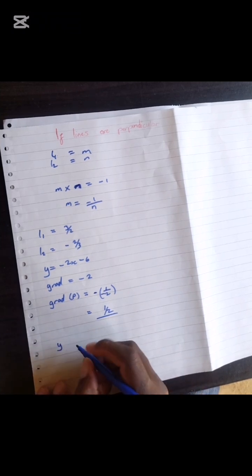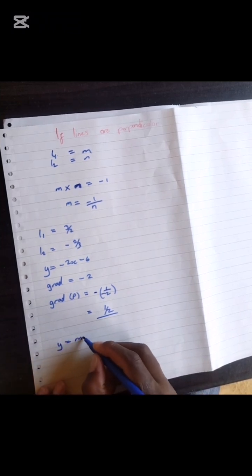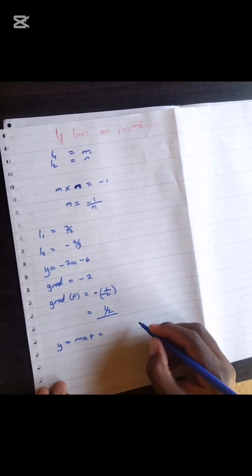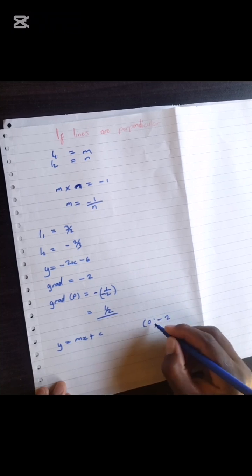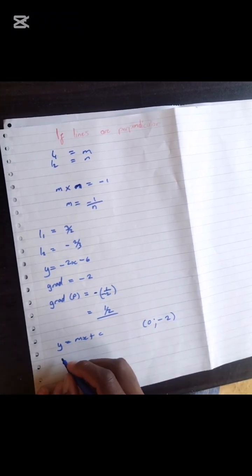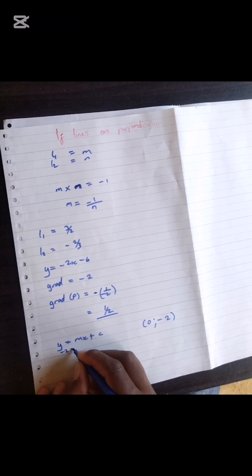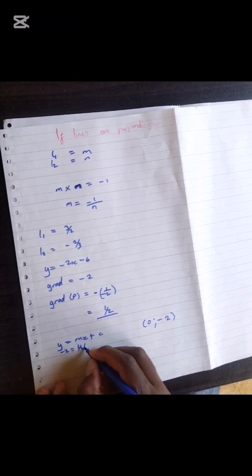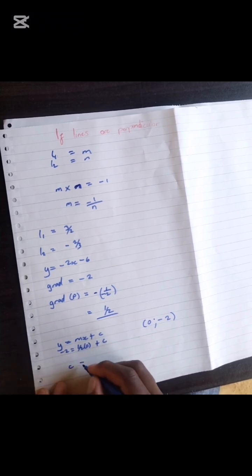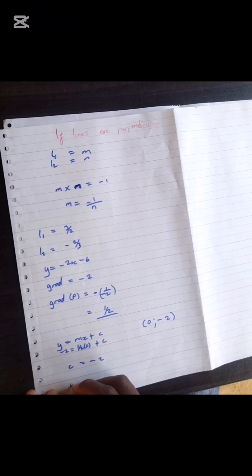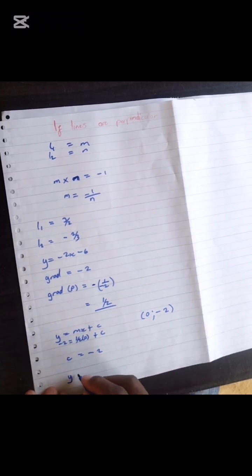So for the equation of line P, y is equal to mx plus c, and we have the x and y coordinates 0 and -2. So we substitute: -2, our gradient is half, x is 0, plus c, so that becomes 0. So our c is equal to -2. So the equation of that line is y is equal to 1/2 x minus 2. Simple as that.